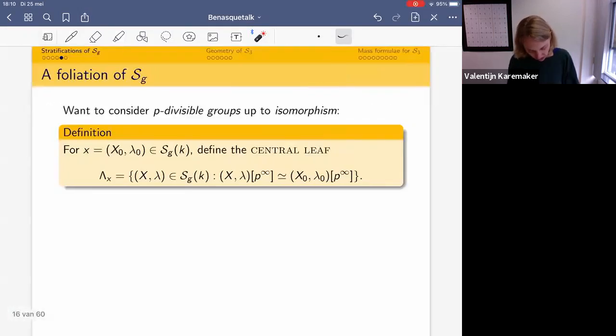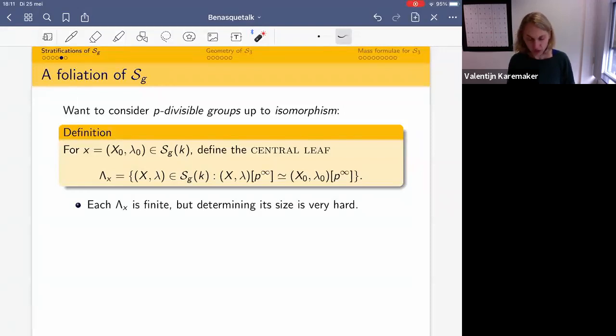So here's what we define. It's called a central leaf. It's again due to Oort, and it is the following thing. For each x, which denotes an element of S_g, we let Λ_x be the set of all other elements of S_g with isomorphic p-divisible group. You can define this also for varieties in A_g, but we're interested in the S_g case. And we know that every central leaf is closed in an open Newton polygon stratum, and we know that every central leaf is contained in exactly one Ekedahl-Oort stratum.